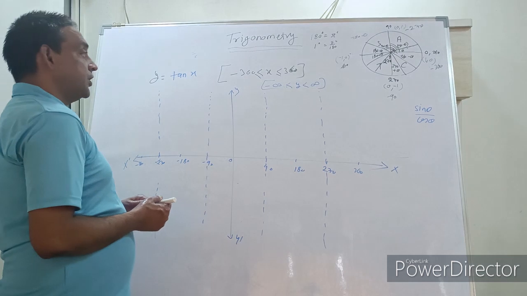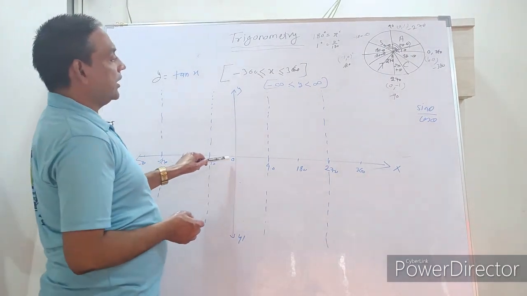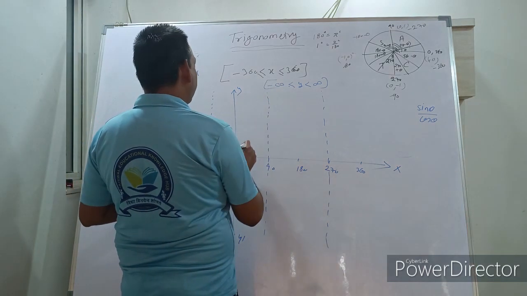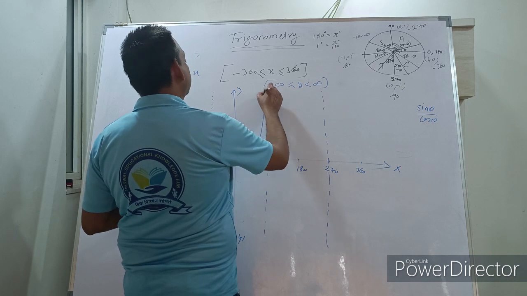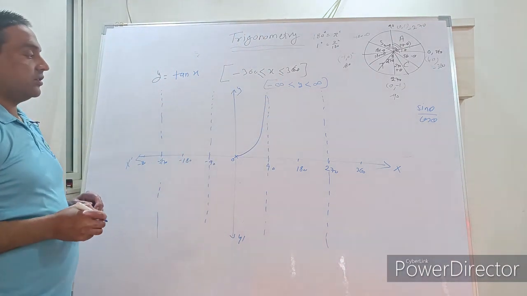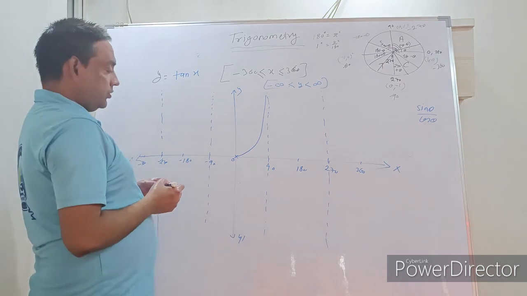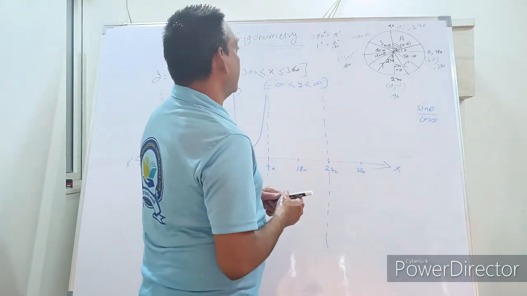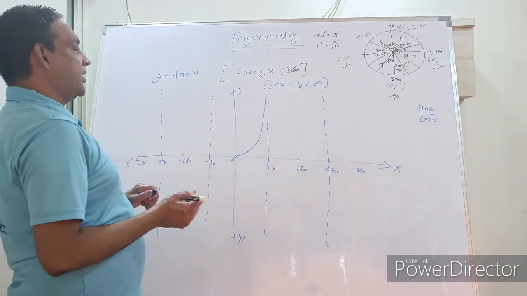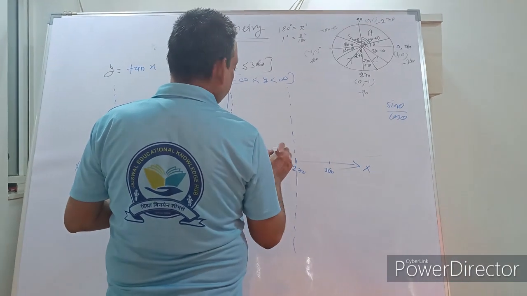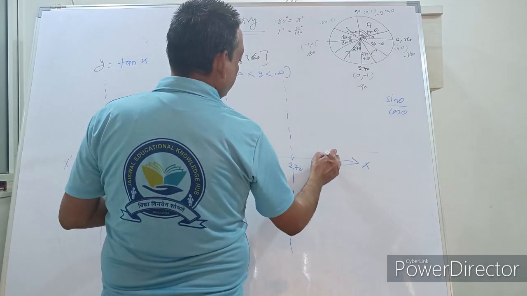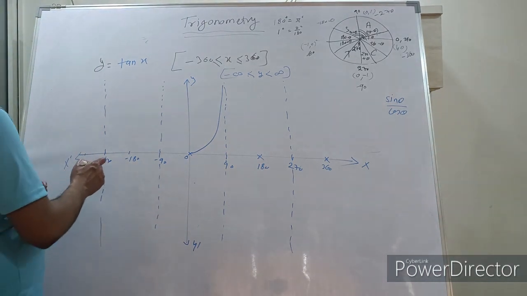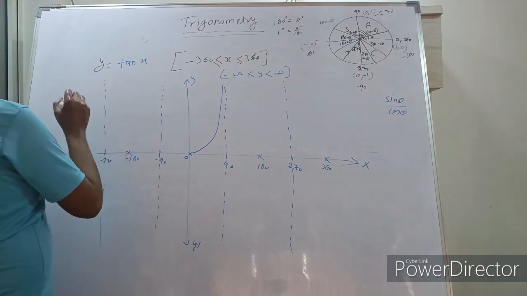Now how to draw the graph here? The tan 0 value is 0 and the tan 90 value is infinity. That means from here it will be going towards infinity. Now, what is the sign in the second quadrant? The tan value in the second quadrant will be negative, and the tan 180 value is 0. So this is 0 and this is also 0. Clear? And this side, this is also 0 and this also 0.